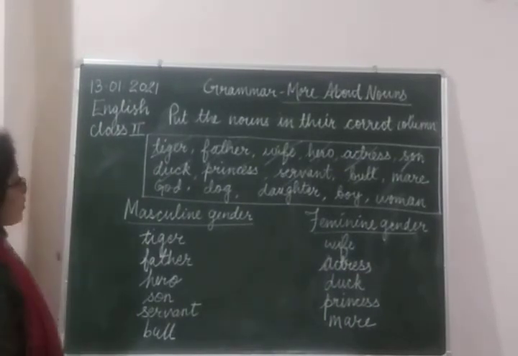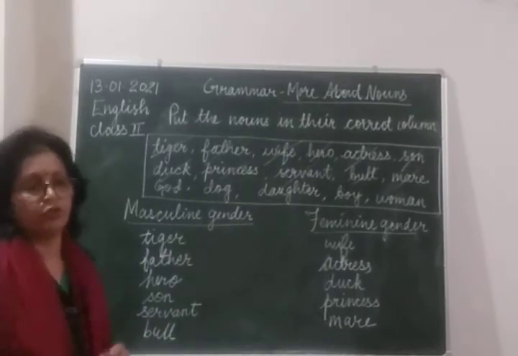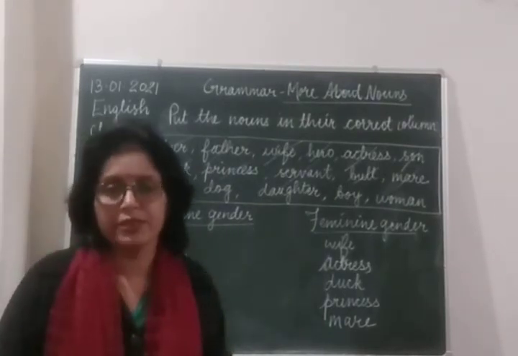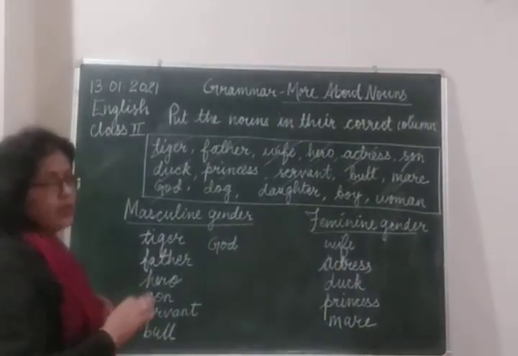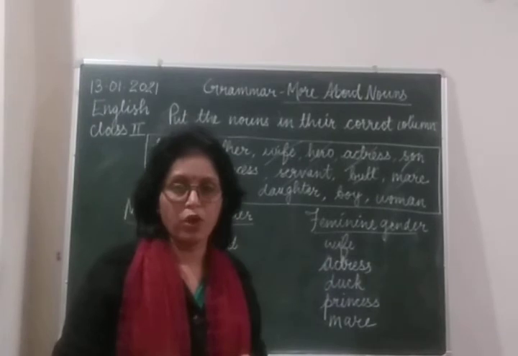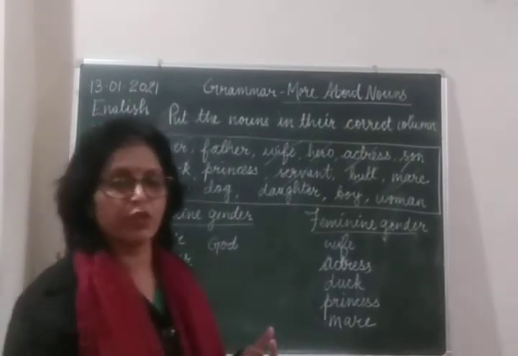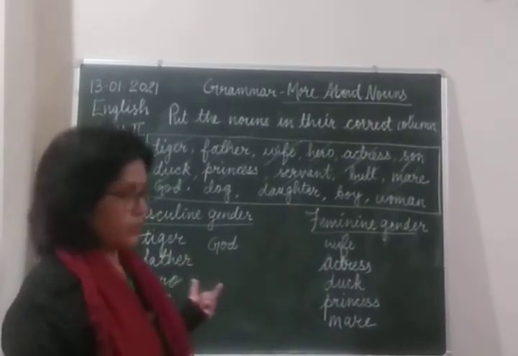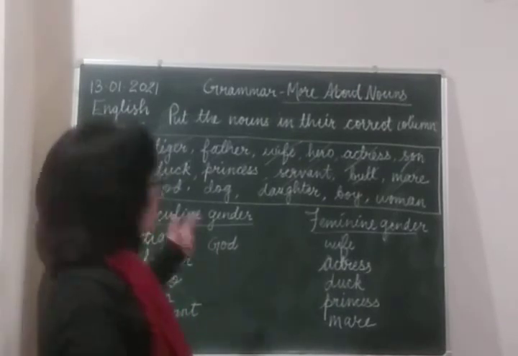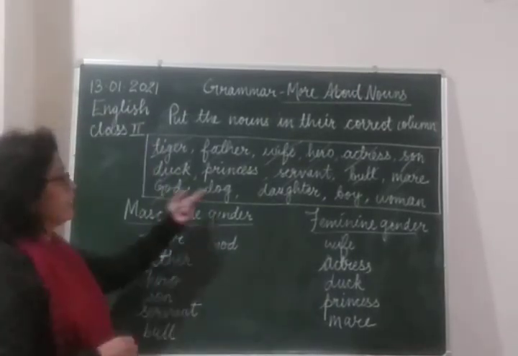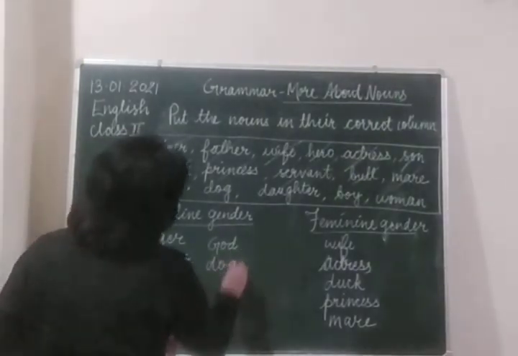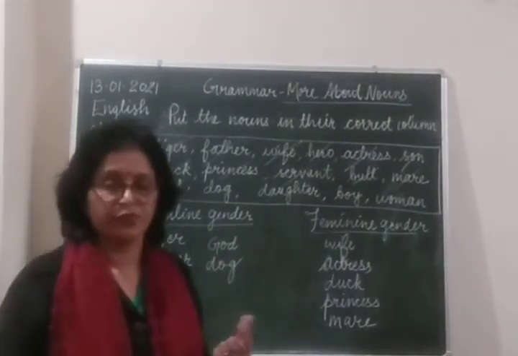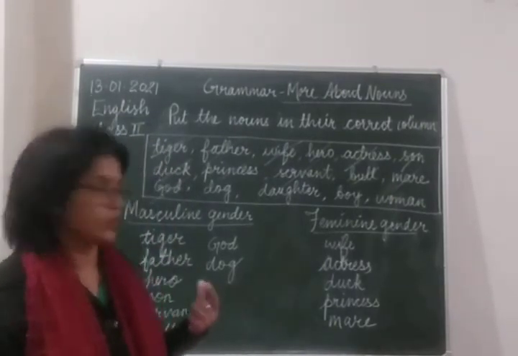Then we have God. God. Now God, kya common gender hai? No. God is a masculine gender. God jo hai wo masculine gender hai. Aur God ka feminine gender hota hai goddess. God, goddess. ठीक है, goddess जो है वो feminine gender है और god जो है वो masculine gender है. Next is dog. Now dog is a masculine gender. Its feminine gender is bitch.